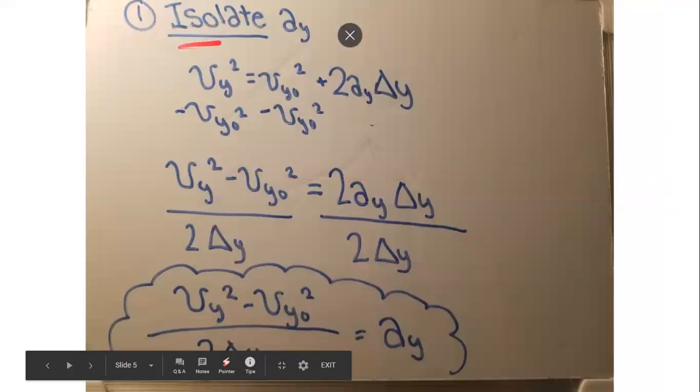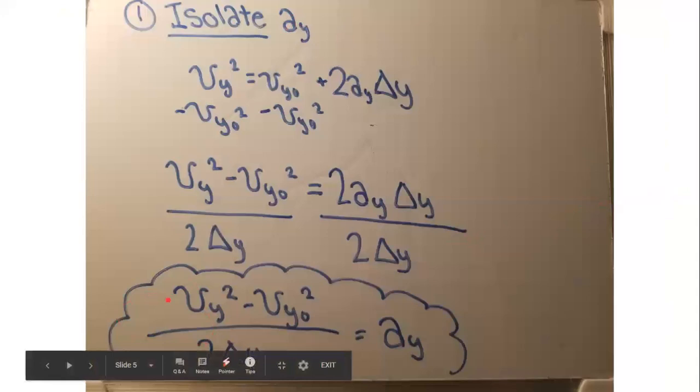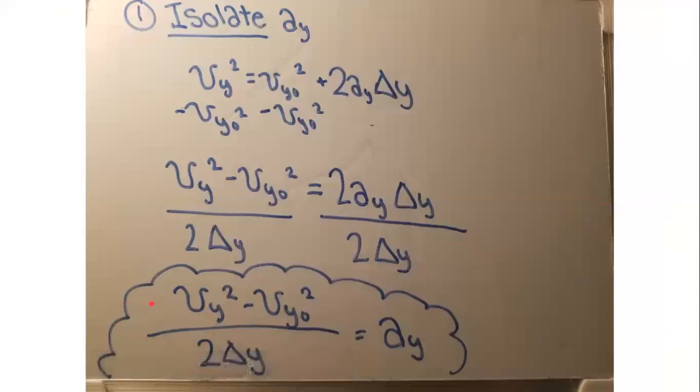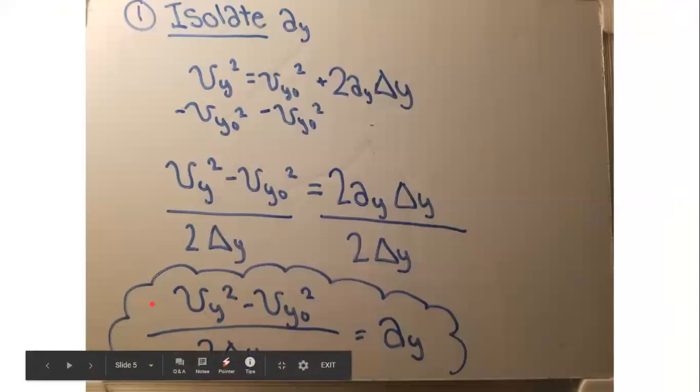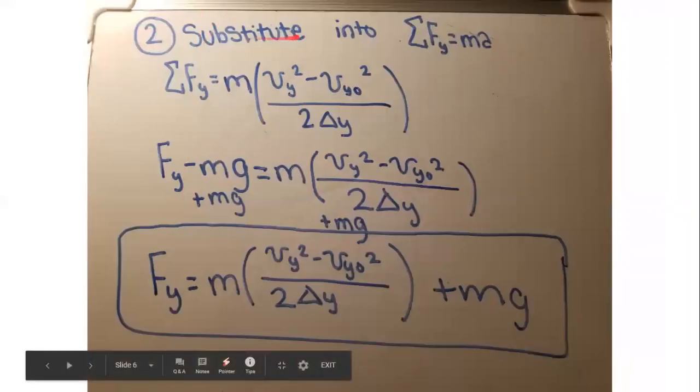First step, we're isolating a in the y direction. So we have vy squared equals vy initial squared plus 2 ay times the change in y. We can rearrange this, and we should get vy squared minus vy initial squared over 2 times the change in y, and that should equal acceleration in the y direction.